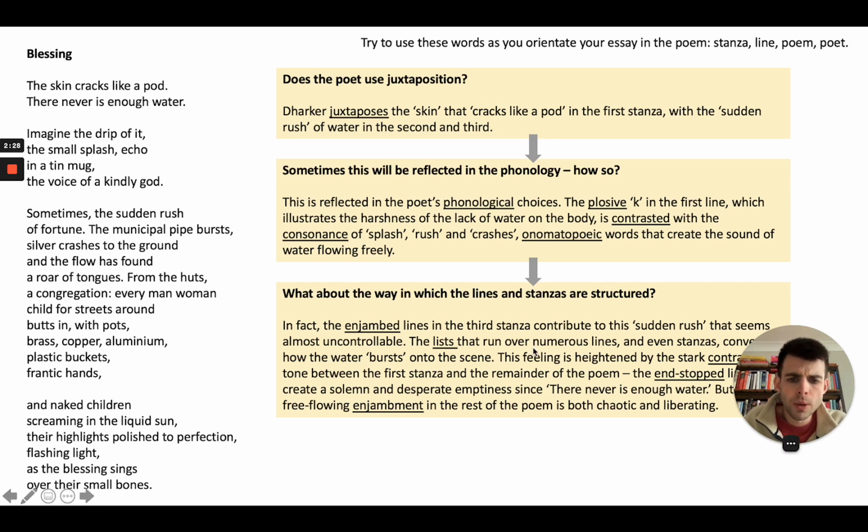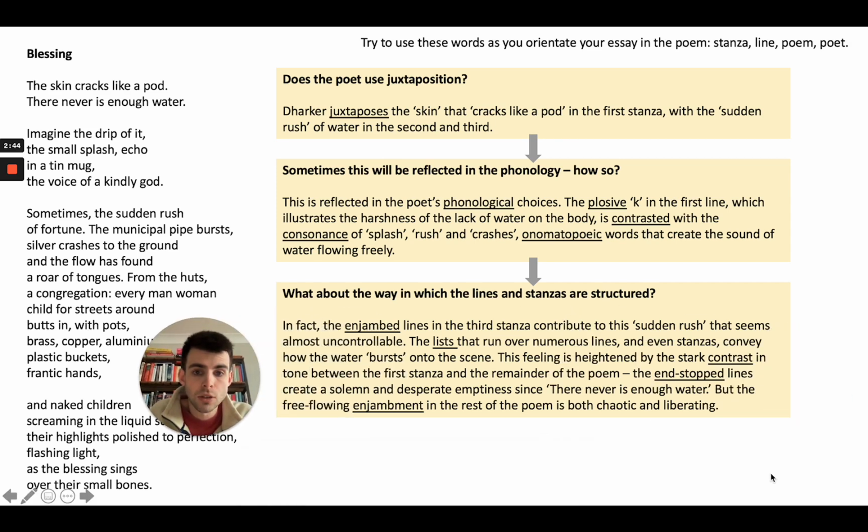Now, to start with, before we get into what different devices mean and how you could spot them and think about them, here's an example of me building on analysis as I think about a series of structural choices that the poet's probably made. So I'm asking myself these questions. Does the poet, and this goes for all of the devices that we'll look at across this video, does the poet use juxtaposition? And my answer, having read Blessing, is yes. Now, you might disagree with me.